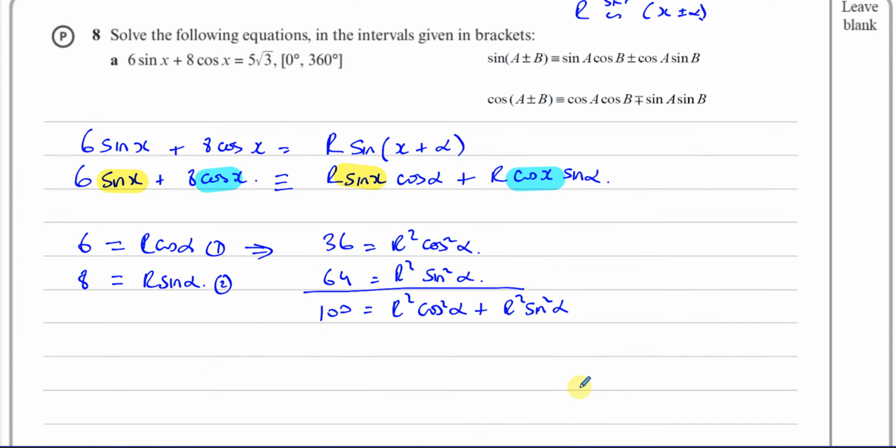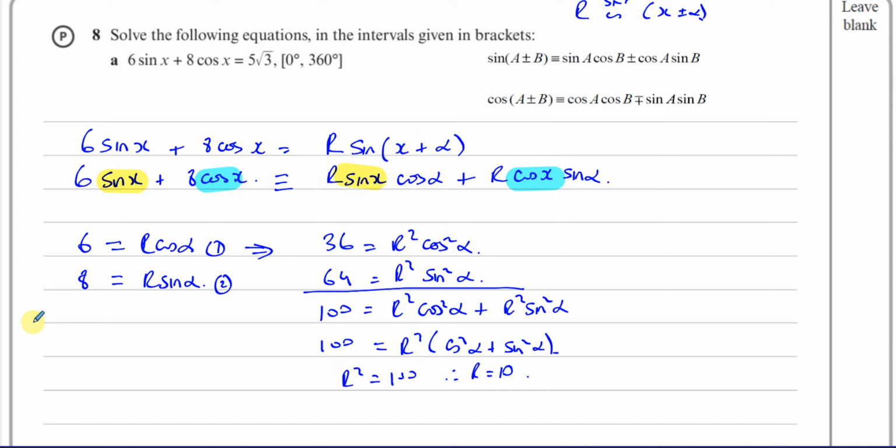Now, r squared is common here. So you have r squared times cosine squared alpha plus sine squared alpha equals 100. And this gives you 1, because we know sine squared of an angle plus cosine squared of an angle is equal to 1. Therefore, we say r squared equals 100. Therefore, r equals 10. All right, so we know r is 10.